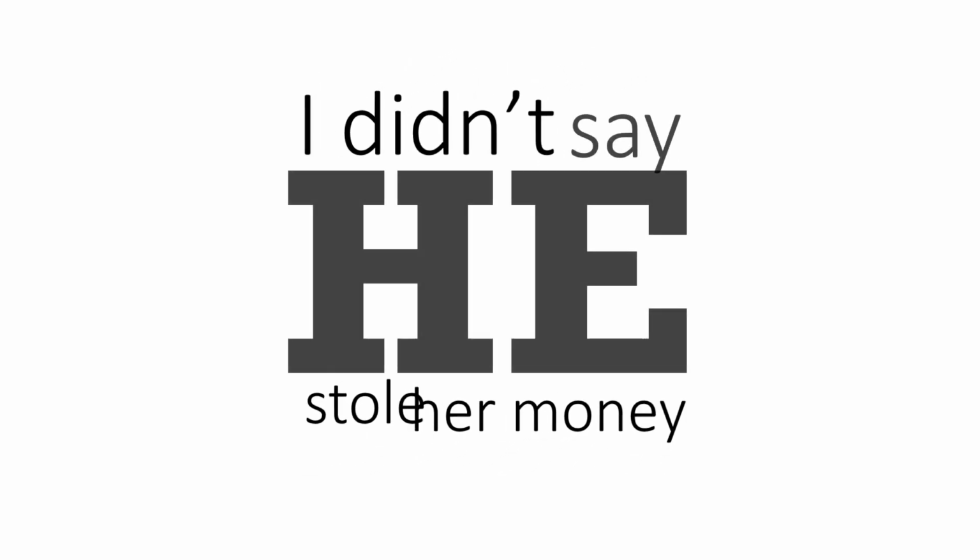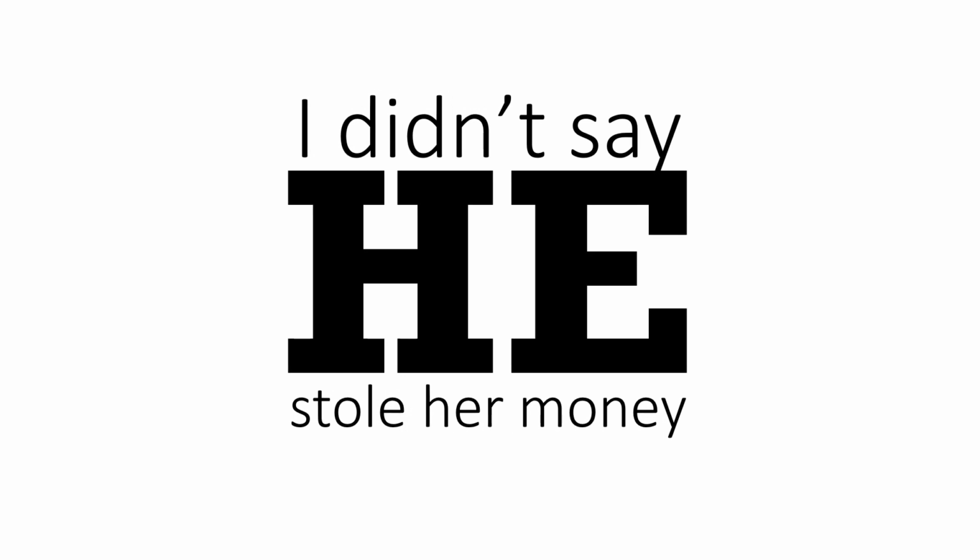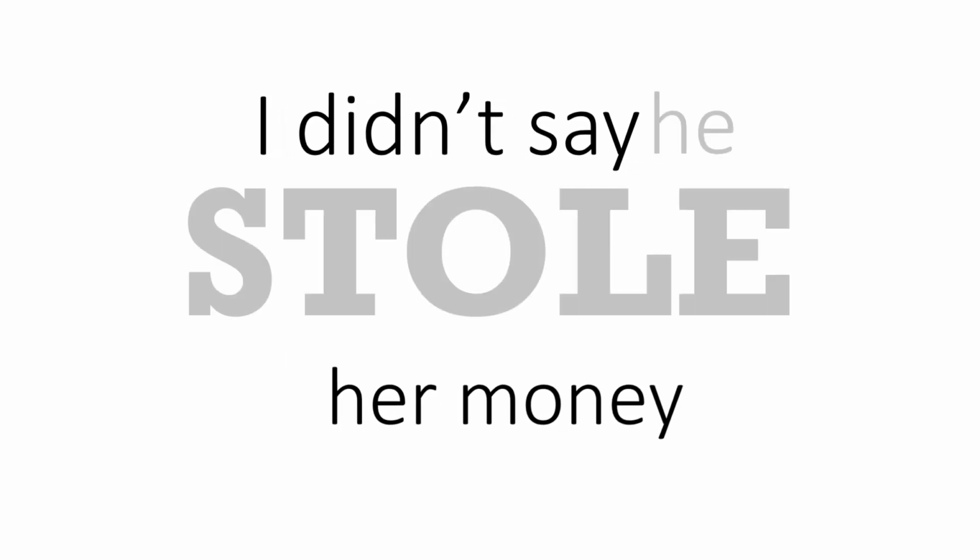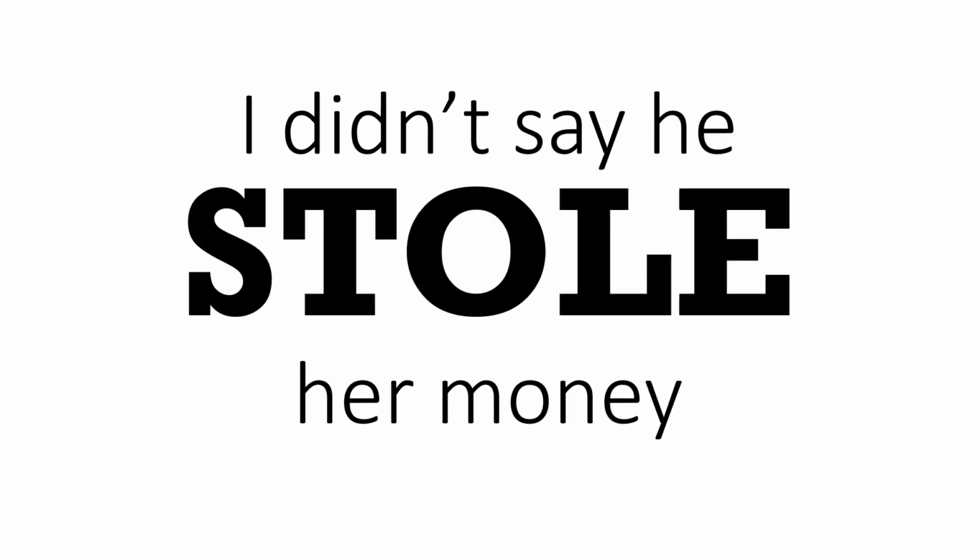But what about this? I didn't say he stole her money. Maybe the money was stolen, but it wasn't by him. I didn't say he stole her money. Maybe he borrowed it. Maybe she told him he could take it and then forgot. Maybe he found it. We don't know. But by putting some emphasis here on this word, the sentence has taken another different turn.